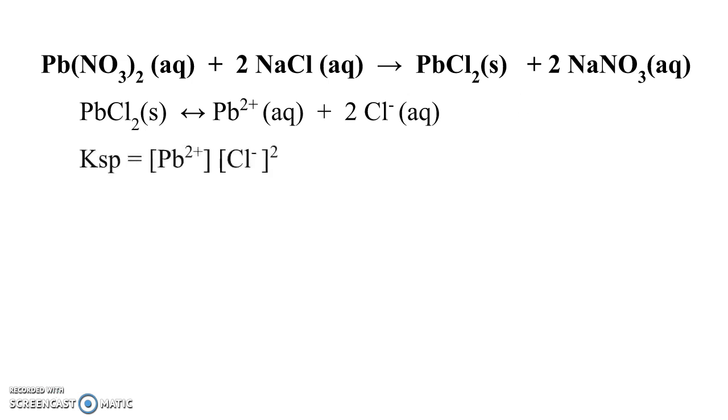So what we could do is write something called a Ksp. You're going to put brackets around your lead concentration and your chloride concentration. And just like we have seen already with K values, because there is a 2 in front of the chloride, we're going to square that. Realize that you are always going to see it in this form, with the solid on the left and your aqueous ions on the right. That's going to be the standard format for how you see these equations.